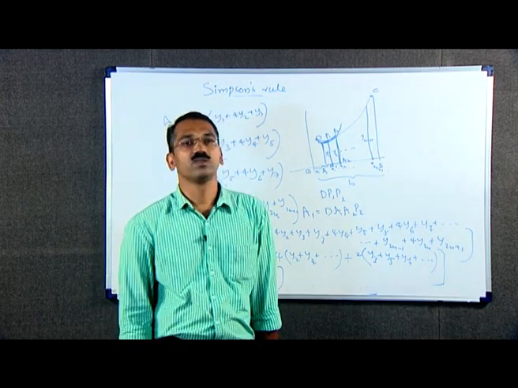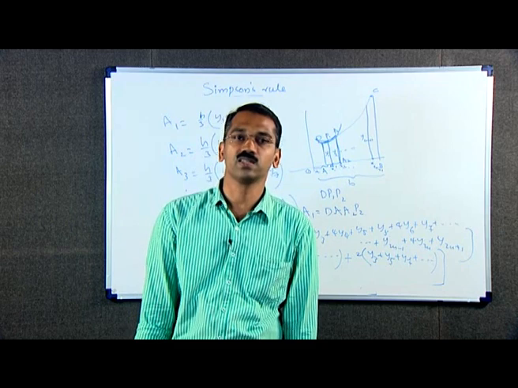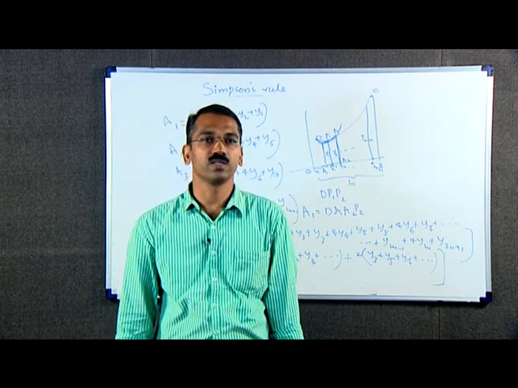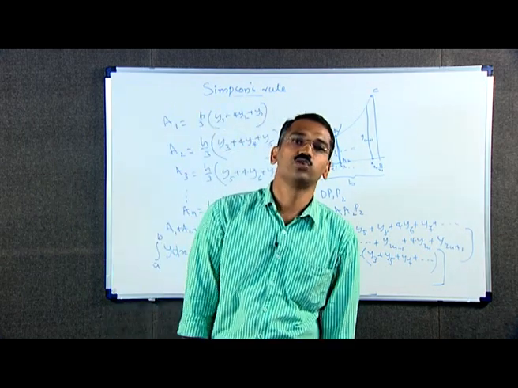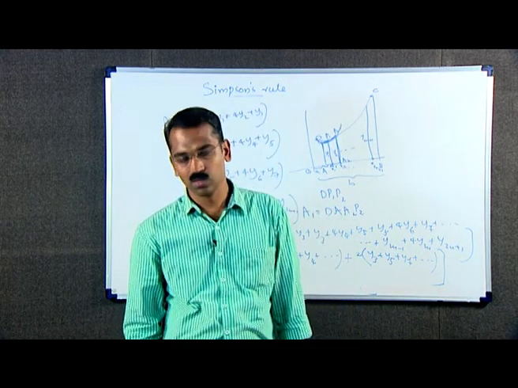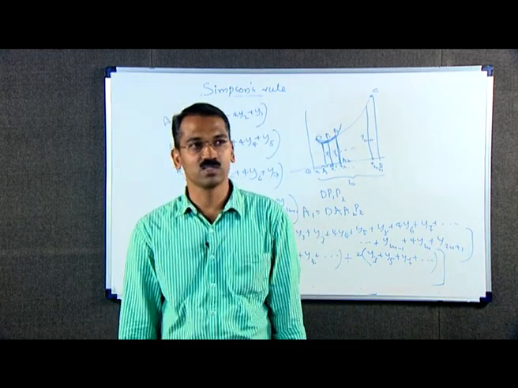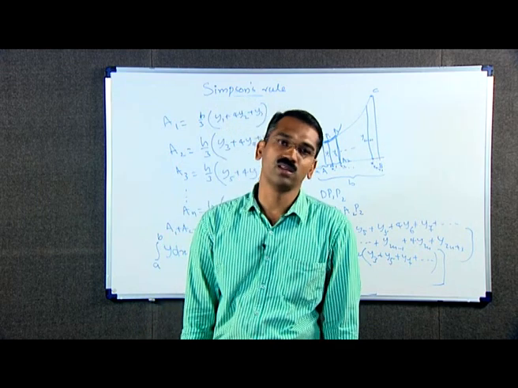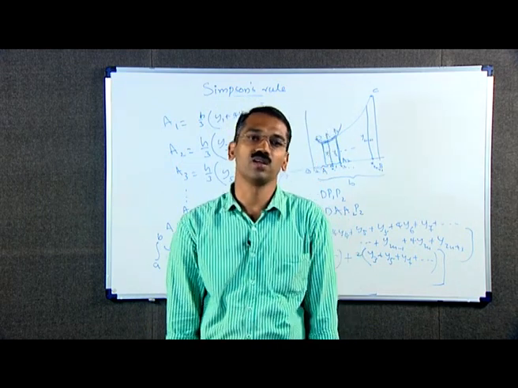Now, let me conclude this session. In this session, we discussed Simpson's rule of integration. There are two types of Simpson's rule. First one is Simpson's one-third rule, and the second is Simpson's 3/8 rule.